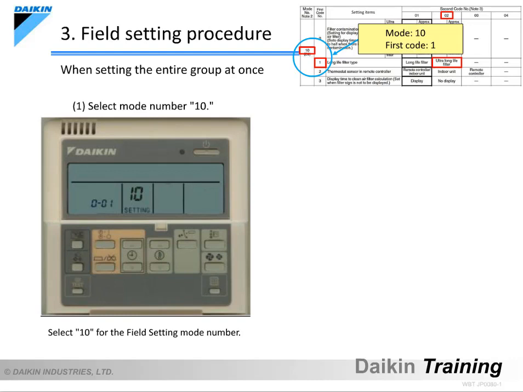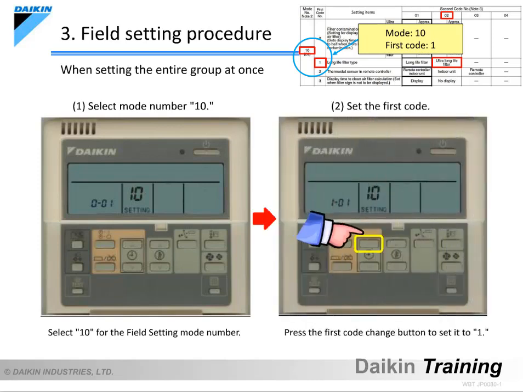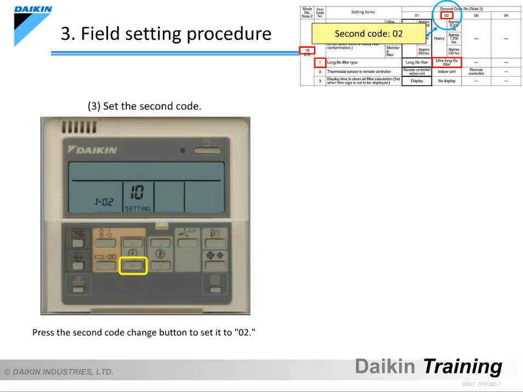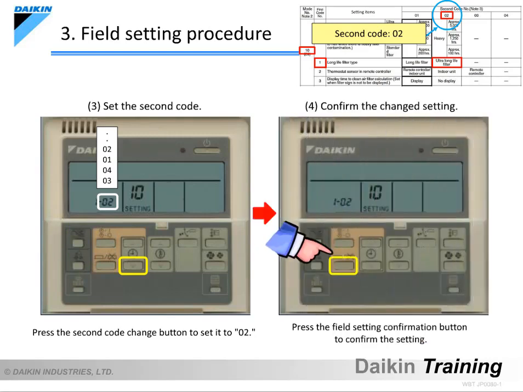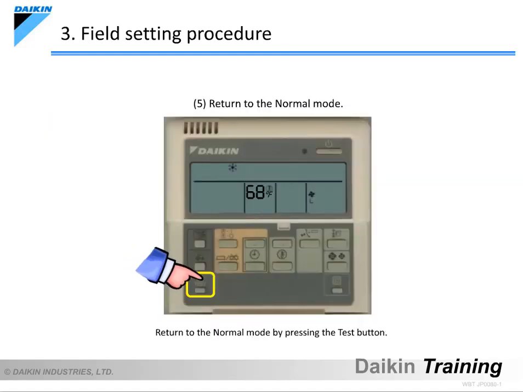After entering the field setting mode, select mode number 10. Then press the first code change button to set it to 1 for the long life filter. Next, set the second code to 02 using the second code change button. Finally, press the confirmation button to confirm the changed setting. When the setting has been completed, press the test button once to return to the normal mode.